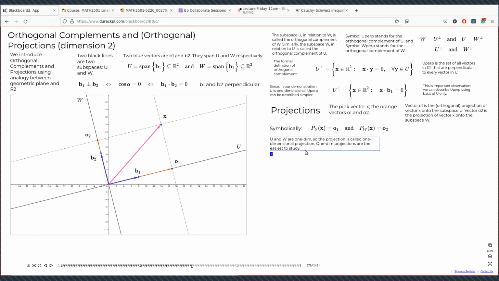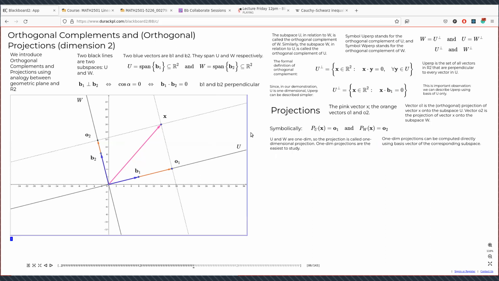But for one-dimensional, they are the easiest of all, and one of the advantages of one-dimensional projections is that we've got a direct formula for how to compute them. We don't have this privilege for higher dimension projections, but for one-dimensional, there is such a direct path. Here it is. One-dimensional projections can be computed directly using the basis vector of the underlying subspace. For U, it's B1, for W, it's B2, right? And that's how we compute this.